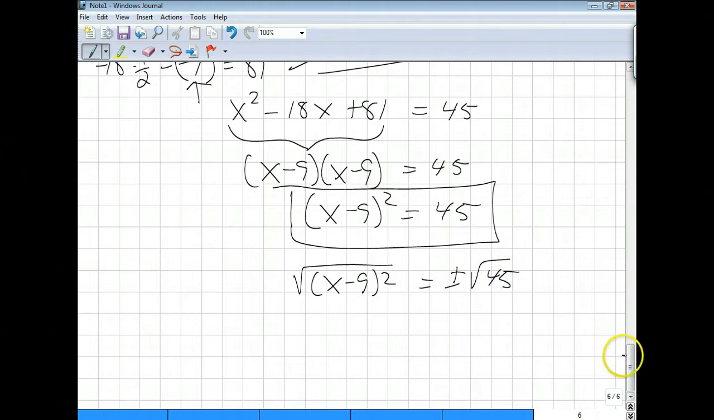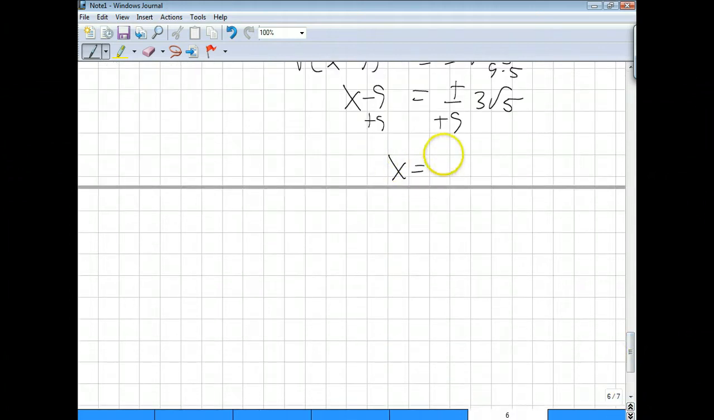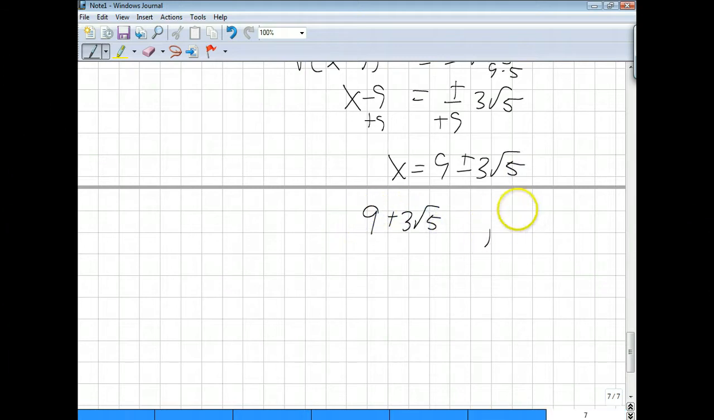Remember, it's plus or minus on the right side. And this is really 9 times 5, so that's 3 square root 5. Add 9 to both sides. And so we get x equals 9 plus or minus 3 square root 5. So one of the numbers is 9 plus 3 square root 5, and the other number is 9 minus 3 square root 5. Those are our two solutions.